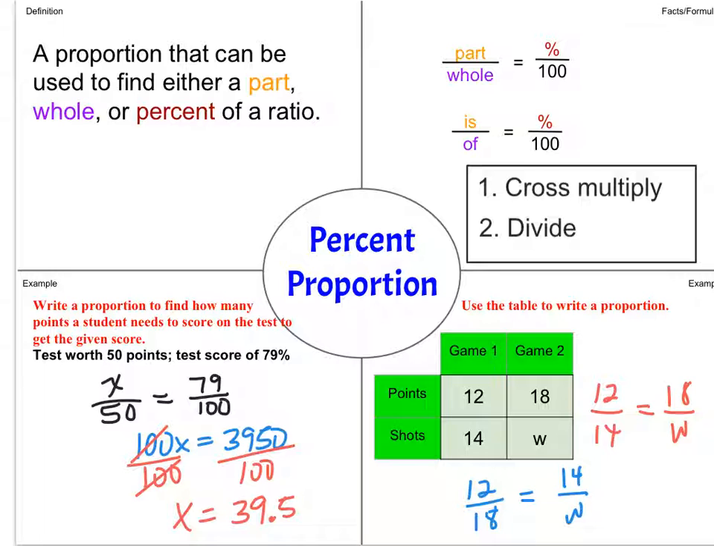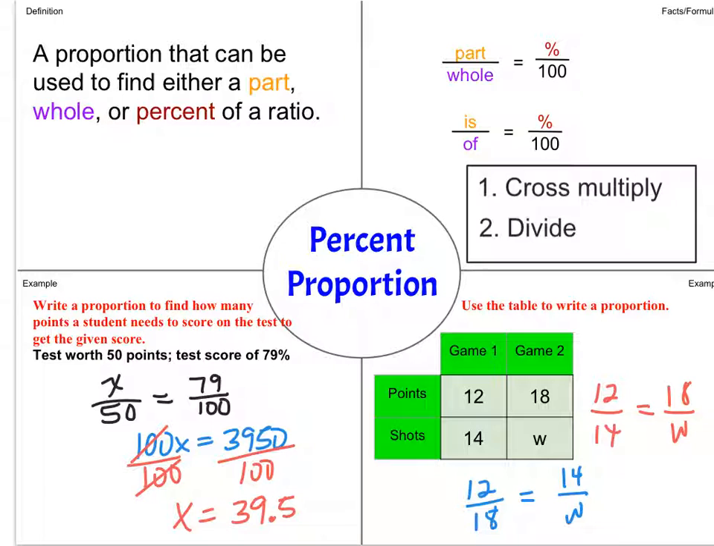Notice, regardless how I have it set up, I'm still cross-multiplying the same numbers. So I'm still cross-multiplying 12 times W, 14 times 18. Same thing here: 18 times 14, 12 times W. With all proportions, it's all in the setup. If you get the setup right, that's 90% of the battle right there.